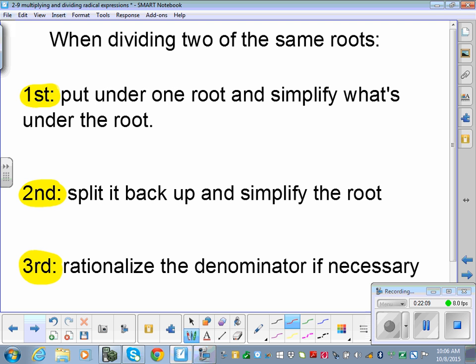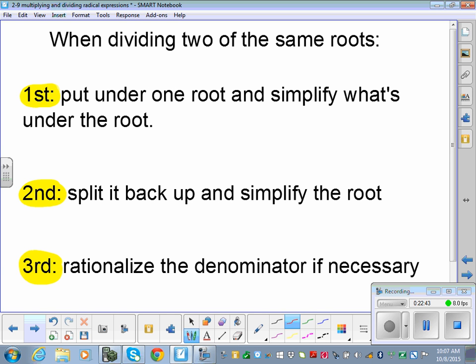All right, so now we're going to be dividing. So now you know how to multiply roots. Now we're going to divide the same roots. So our first thing we're going to do is put it under one root, simplify what's under the root. Now this first step makes it way easier on us. And then second, we'll split it back up and simplify the root. So we'll simplify the top, simplify the bottom. And then if the bottom simplifies and it still has a root, we've got to rationalize the denominator. And then we have to simplify even further. So you've just got to be really careful with these.